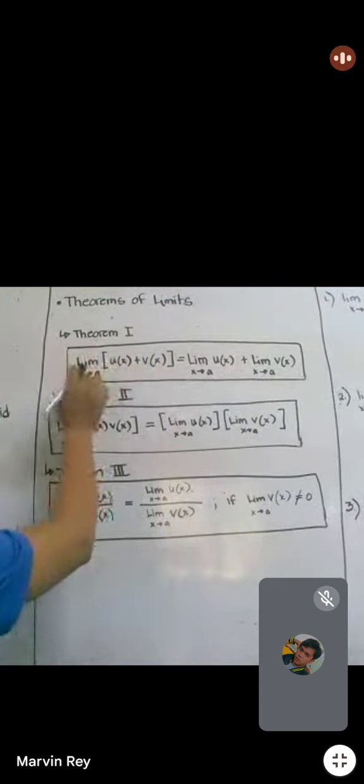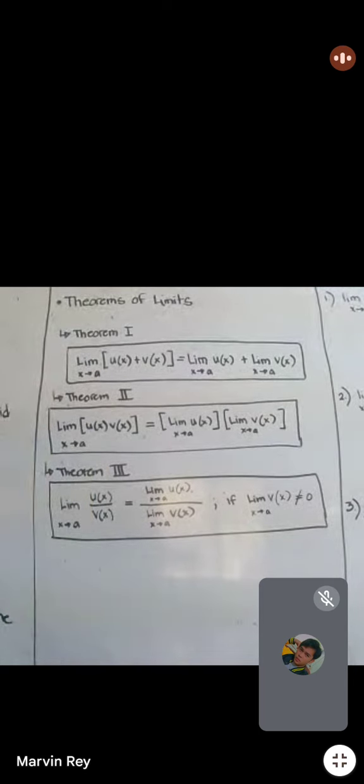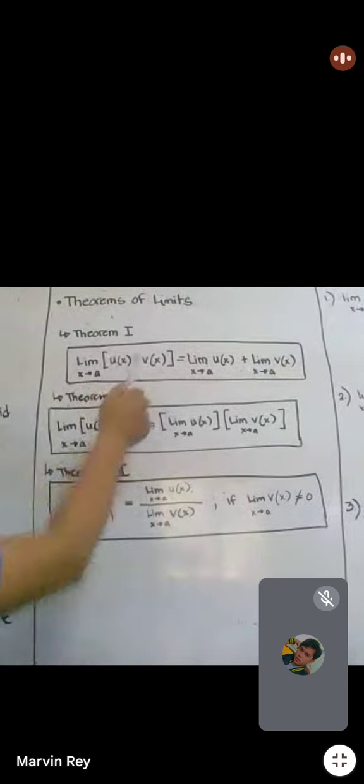Individually, take the value in your limit and substitute it individually for every term, whether it is an addition or a subtraction. Okay? So this is the sum and difference rule, because this can be applicable both for the addition and subtraction of functions.